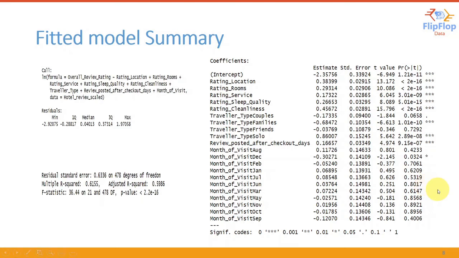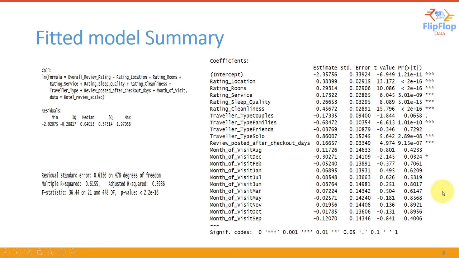So now coming to traveler type solo. It is significant as p-value is less than 0.05 and positively associated with overall review rating. This means that if the traveler is solo compared to business traveler, then they tend to rate 0.86007 proportion more than the business traveler. So this also suggests that solo travelers are the most satisfied of the lot, and the hotel needs to maintain such relationships and continue offering them the same facilities throughout.